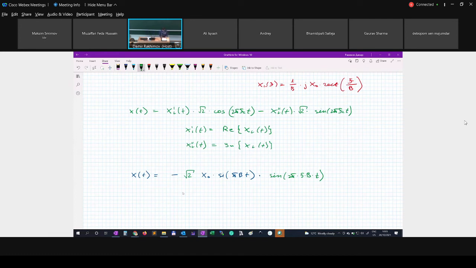It's 5 times capital B because the task says: calculate the corresponding bandpass signal x of t if the frequency fc equals 5 times capital B. So it's given in the task, but if it's not given, then we just keep it as fc. It's also fine. It will be just an unknown constant.